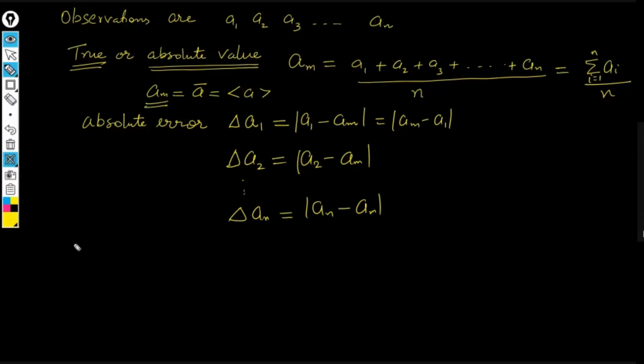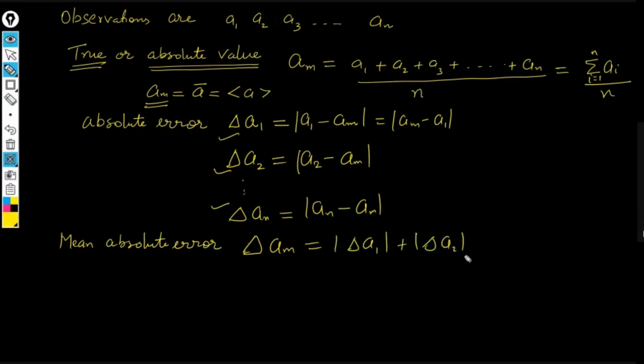Now, mean absolute error. Remember that. How will I write it? This will be delta A mean, meaning the average of all the absolute errors we have calculated. So it will be modulus of delta A1 plus modulus of delta A2, up to delta AN, divided by N. This is the mean absolute error. I hope you are clear with this now.